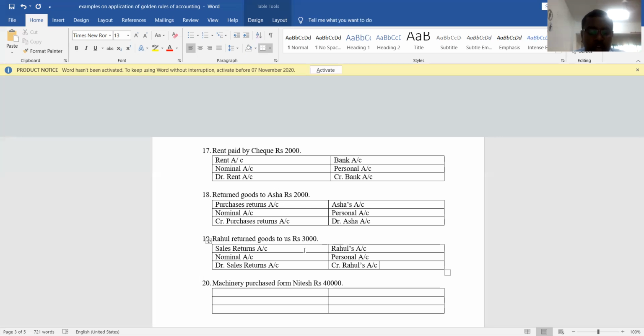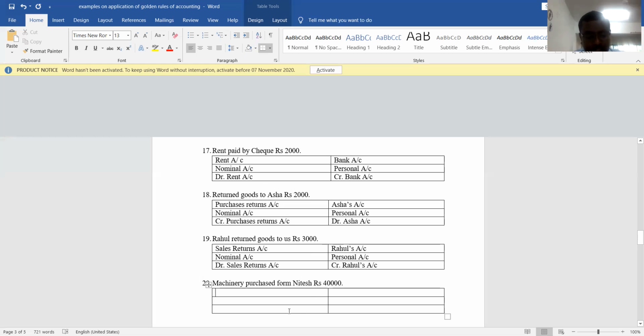It is how we need to deal with purchases returns and sales returns. See here, in case of purchases return, we will return goods to someone. And in case of sales return, somebody will return goods to us. Okay. Let us proceed further now.